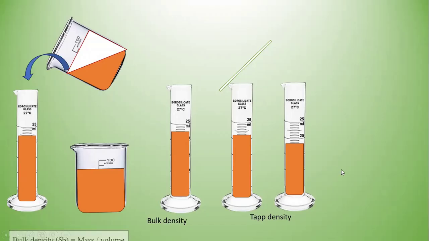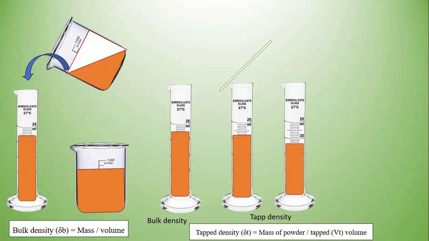So bulk density is equal to mass upon volume. Just by this formula, we are going to check the bulk density. Now the next one is tap density: mass of the powder divided by tap volume. That is known as the tap density. So these are the two values that we are going to calculate.